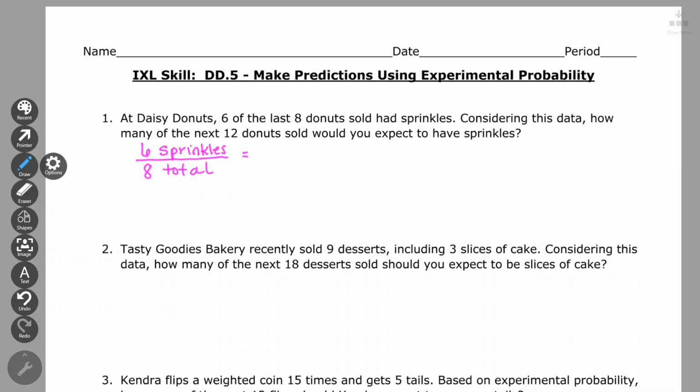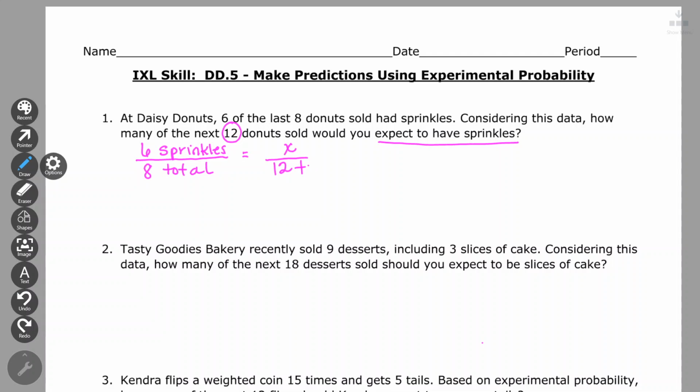So it says, how many would you expect to have sprinkles? We don't know how many is going to have sprinkles. So since that's on the top in the first fraction, we're going to put an X in the second fraction. That's what we're going to be solving for. And how many were total donuts sold? Well, there were 12, and here we see this data right here, 12 total sold.